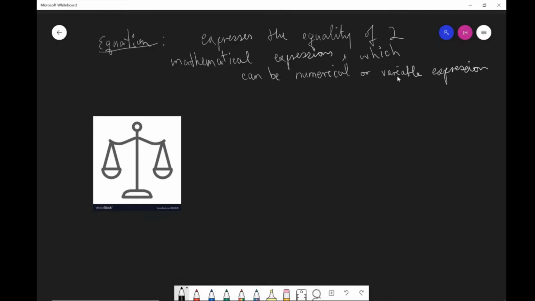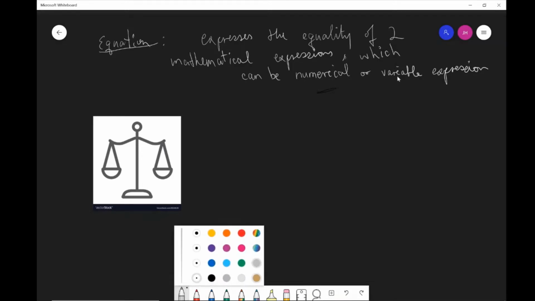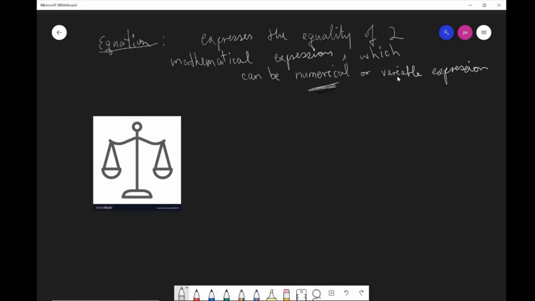Okay, so when we talk about numerical expressions, we mean like 2 plus 3 equal to 5. That in itself is an expression. Variable expressions, which is what we've been doing last week, are like x plus 3. Combine like terms will get you 2x plus 3.